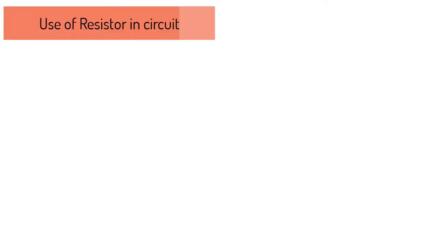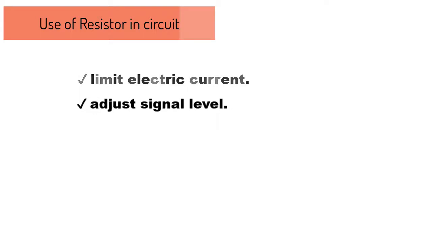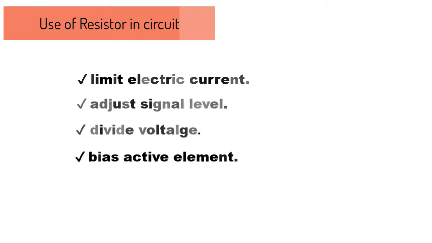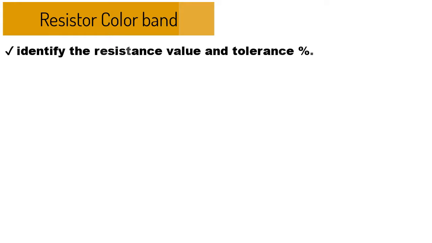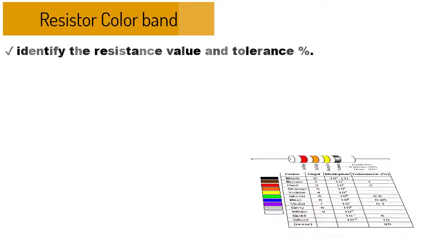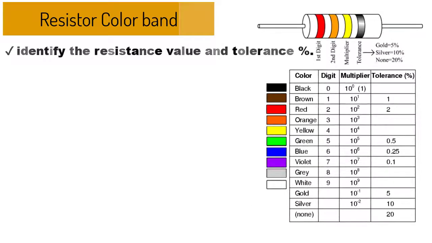Resistor are commonly used in a circuit to limit electric current, to adjust signal levels, to divide voltage, to bias active elements. The color bands in the resistor are used to quickly identify the resistance value and tolerance percentage. This is the standard color coding chart.